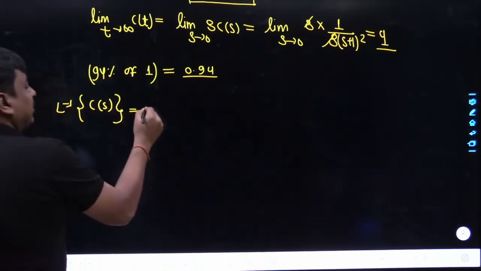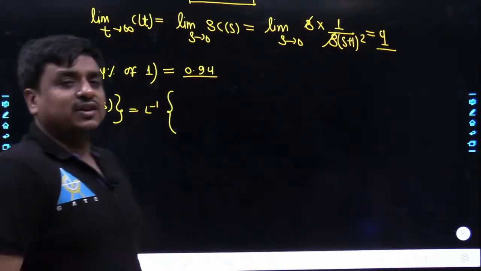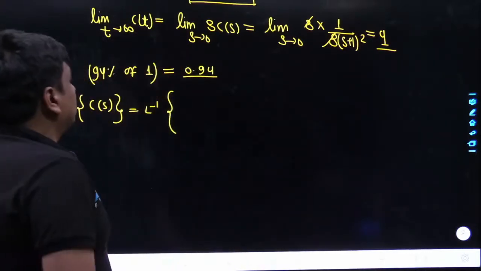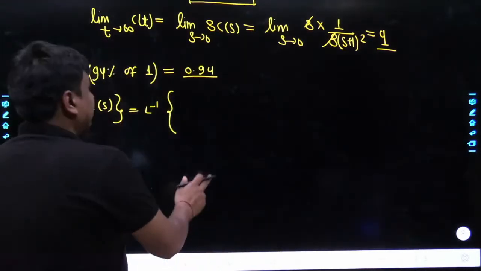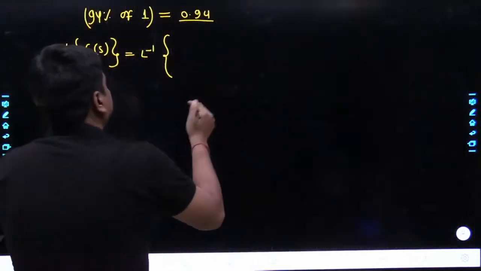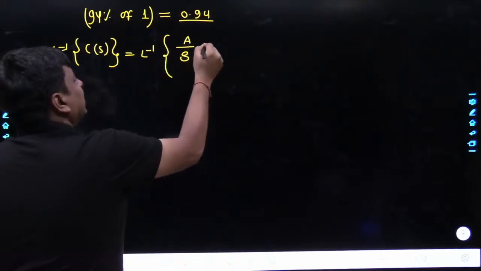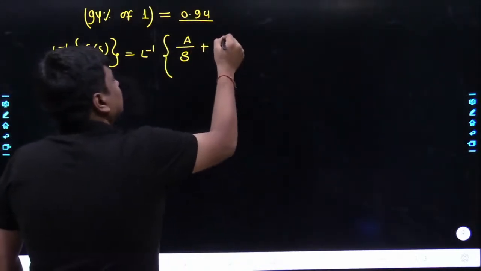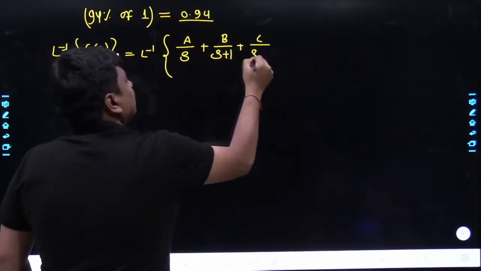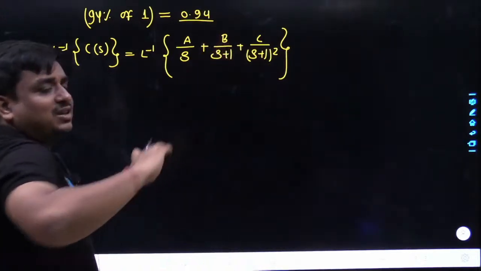Anyways, for taking the Laplace inverse of C of s, first we need to take its partial fraction. Once the partial fraction is done, thereafter I would take the Laplace inverse of each and every component. Probably you are well aware how the partial fraction is calculated. It becomes A divided by s, plus B divided by s plus 1, plus C divided by s plus 1 to the power of 2. So this is the partial fraction of the given response, which is nothing but C of s.